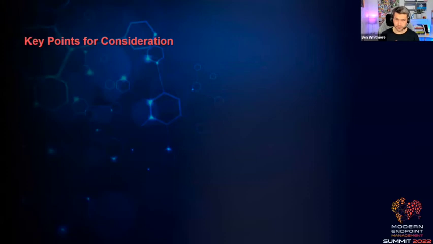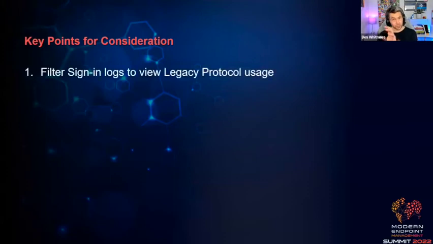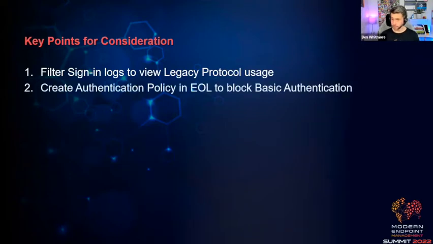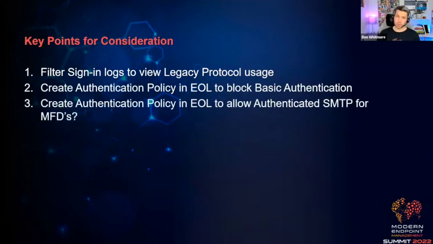So key points for legacy protocols: filter the sign-in logs to view legacy protocol usage in your environment. Create an authentication policy in Exchange Online to block basic auth. Create authentication policies to maybe allow authenticated SMTP for those multi-function devices, but also use conditional access to maybe lock down the locations they can access Exchange from. For example, a trusted office location, trusted IP address.